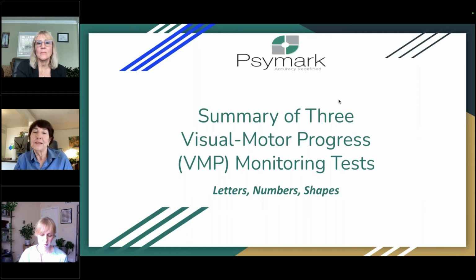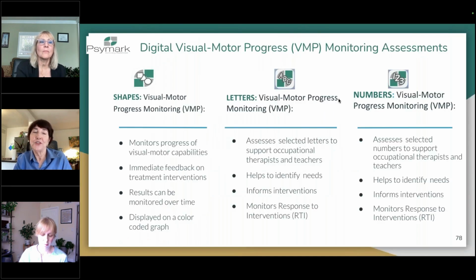So with that then, the summary of our 3 visual motor progress monitoring tests. We have SHAPES, which is the progress monitoring for overall visual motor abilities. And then we have letters, and we have 16 letters in that test. And with that, the letters also help to support occupational therapists and teachers in understanding children's abilities to form letters. And numbers, there are 10 numbers, 0 through 9. And again, helping the OTs and teachers to assist students in number formation.